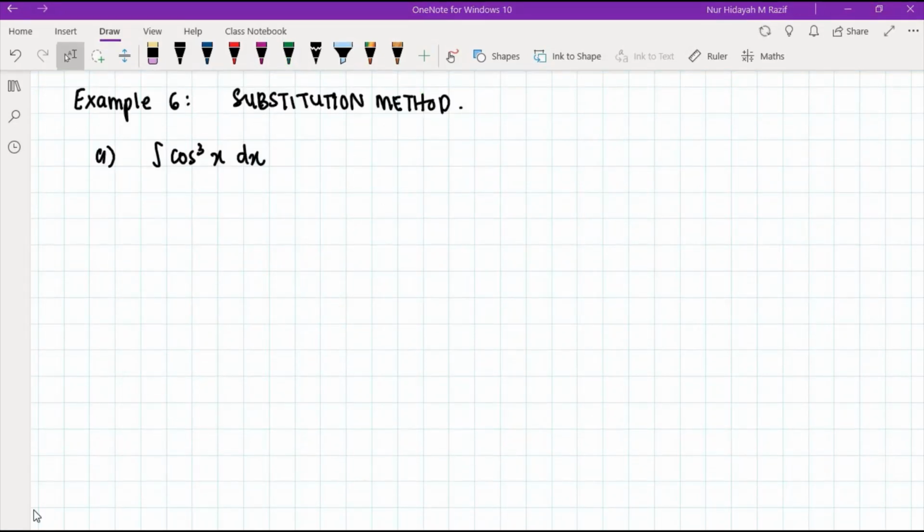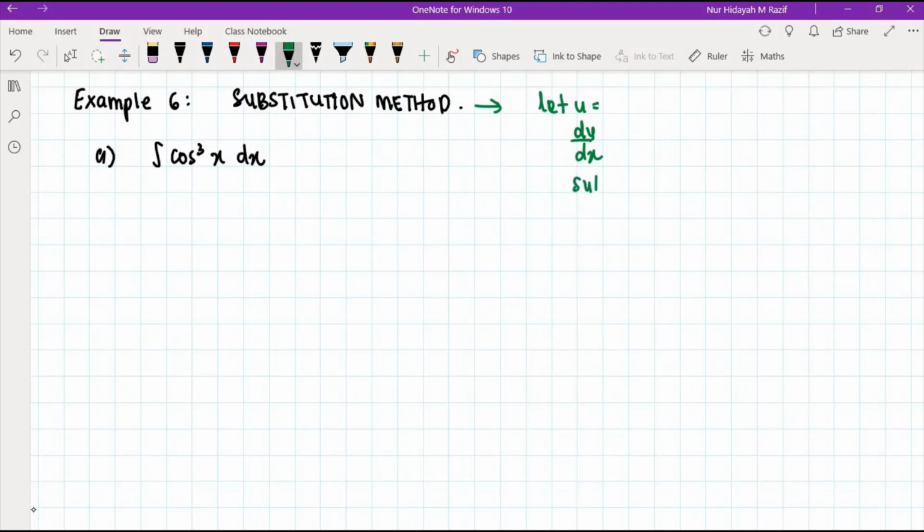Next, we are going to discuss example 6, where we need to integrate by using substitution method. So let's recall the substitution method that we have learned in chapter 5. For substitution method, you have to let u, and then after that you need to find du by dx.